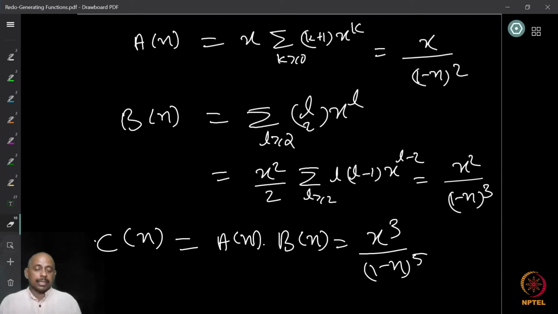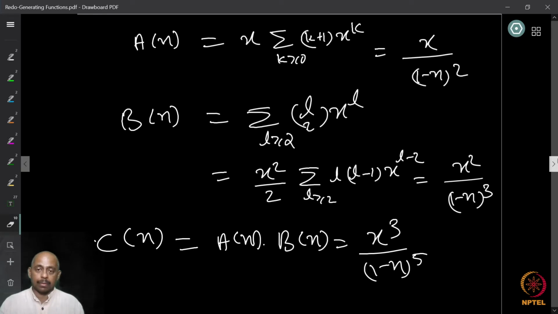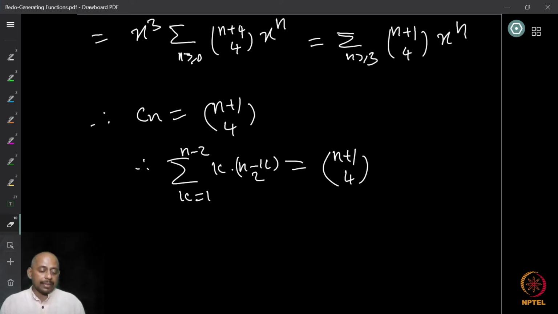Okay. So then C of x, by the product rule, is A of x times B of x, which is x cubed times 1 minus x whole raised to 5. But now 1 minus x whole raised to 5, we can find out by Taylor series expansion, and then we need to shift the degree by 3 because there is an x cubed. So I can write it as x cubed times the summation over n greater than 0 of n plus 4 choose 4 times x raised to n. This is again, by taking the derivative 5 times, we can show that this is precisely the case.